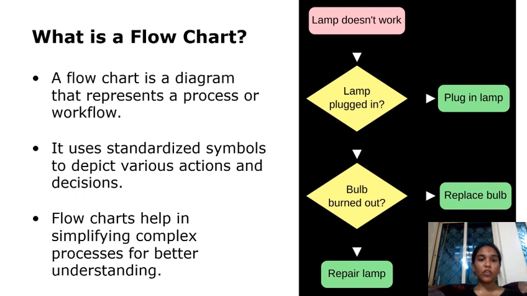Now, what is a flowchart? A flowchart is a diagram that represents a process or a workflow, as I have said before. It uses standardized symbols to depict various actions and decisions. Flowcharts help in simplifying complex processes for better understanding. Here I gave a flowchart of a lamp that doesn't work. Why doesn't the lamp work? Because we didn't plug it in, or the bulb burned out, so replace the bulb and repair it. So it is a flowchart of a lamp that doesn't work.